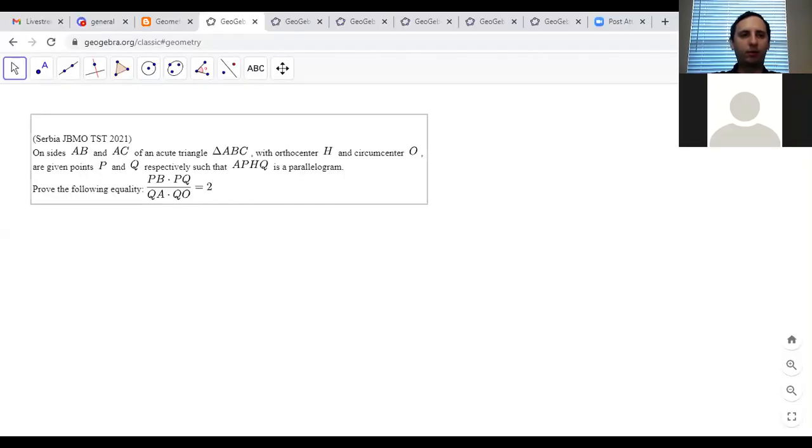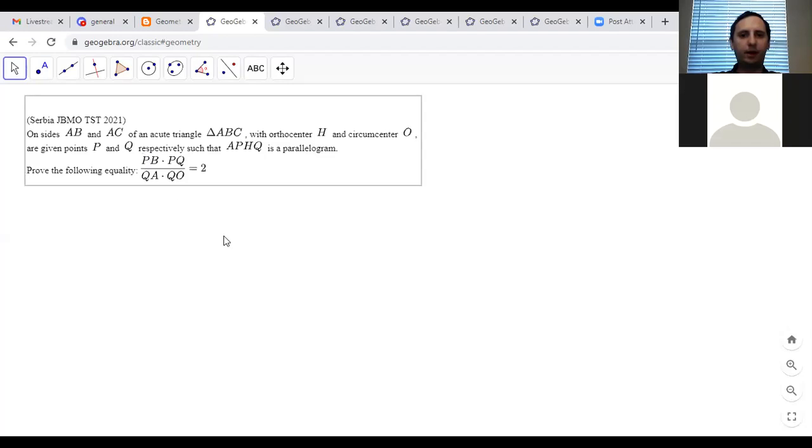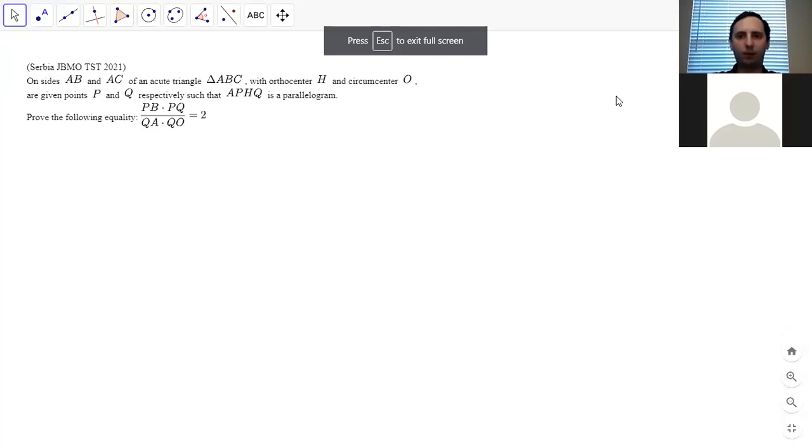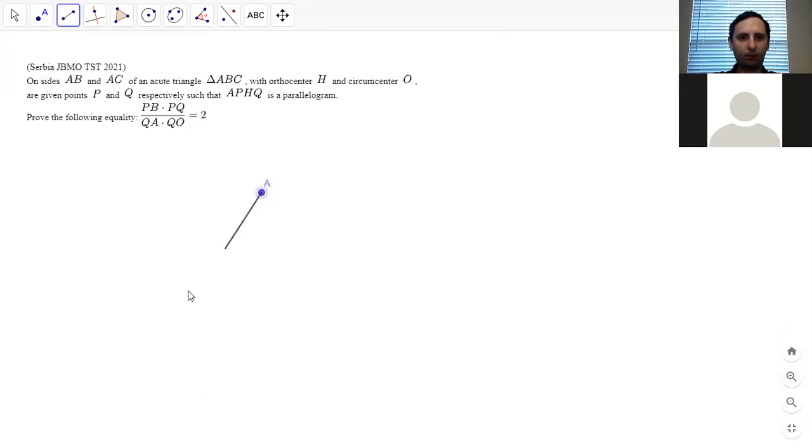So here's the first problem. So this was suggested to me. It's from the Serbia Junior Balkan Math Olympiad team selection test. Looks like a simple problem statement. So we have a triangle ABC with orthocenter H and circumcenter O.